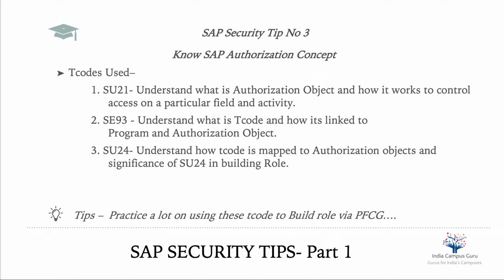Okay. The third T code that would be helpful for us is SE24. I think it's more important than SE21 and SE93, but I kind of had it at the bottom. This is where the T codes are mapped to authorization objects, right? So if you are building a role, this is used to populate the authorization objects when you add a T code into that role.